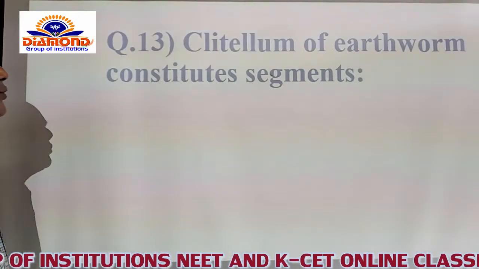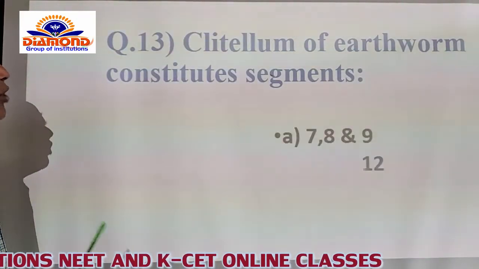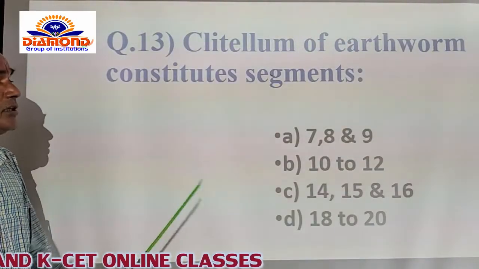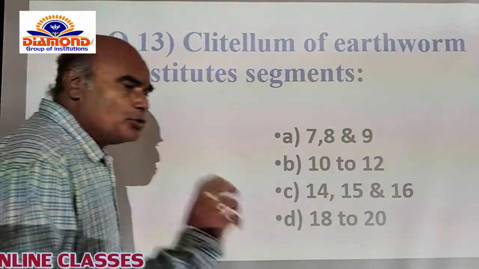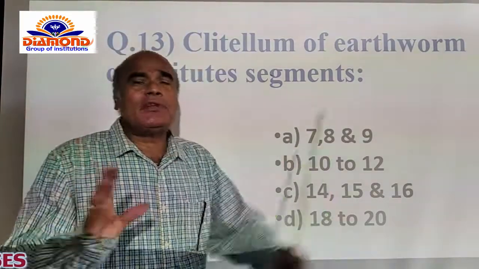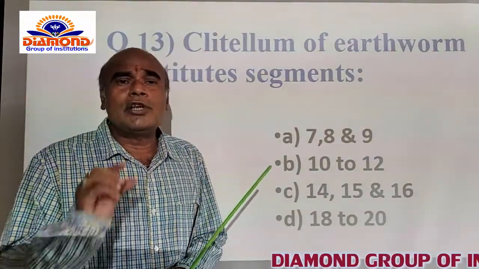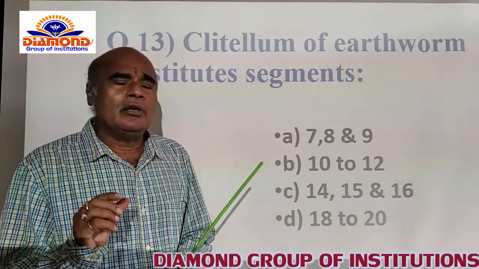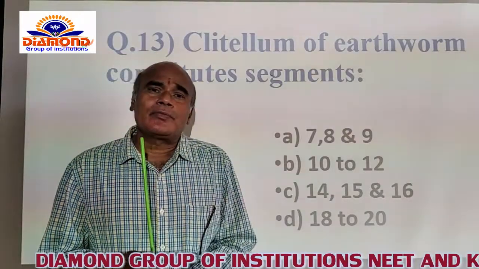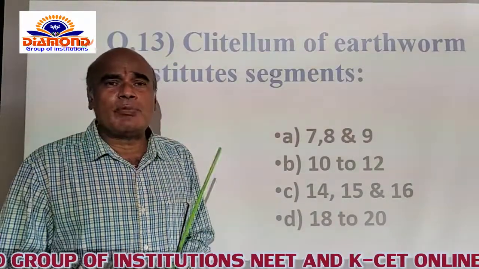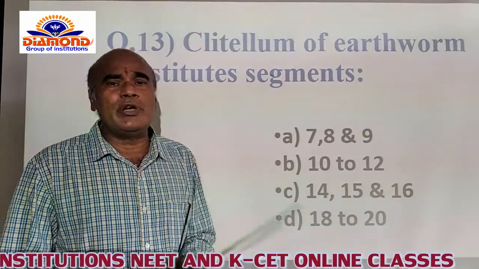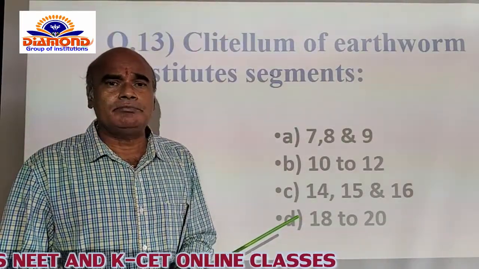Now you go for the other question. Clitellum of earthworm constitutes which segments? Here the clitellum is a two-layered structure, a specific layer structure which is confined close to the anterior part. Two glands can be present, mucus glands and albuminous glands, in the clitellum.